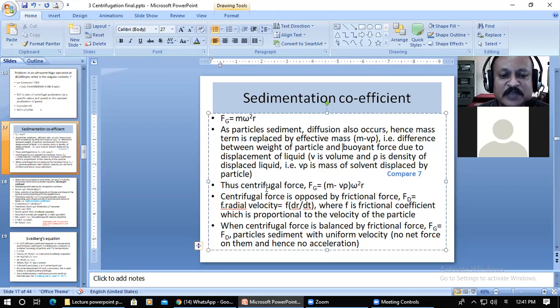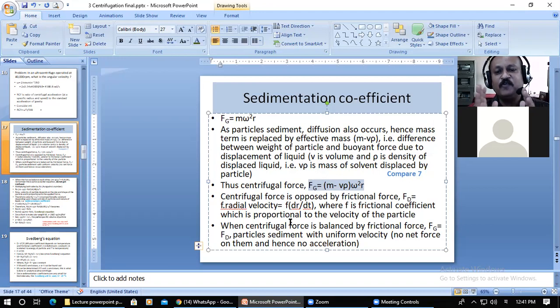So the centrifugal force will now be like this. Fg is equal to, instead of putting just the mass of the particle, we are putting the effective mass, to account for the buoyancy. So mass minus the mass of the liquid which is displaced, that is the effective mass, multiplied by omega square r, right? That is the centrifugal force.